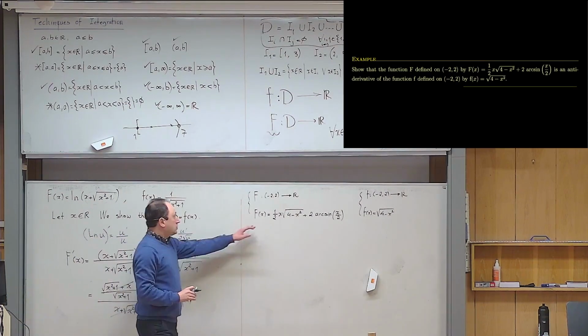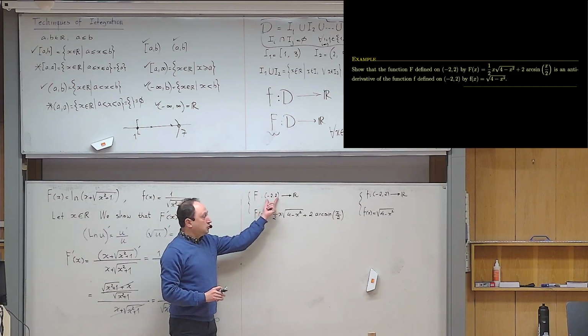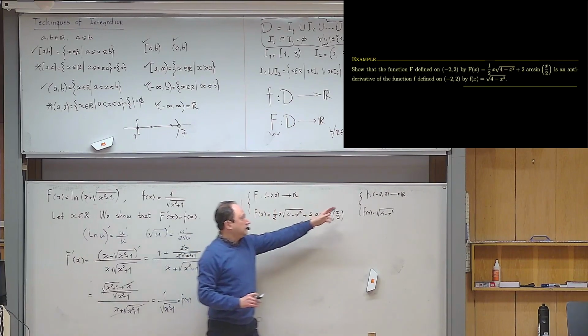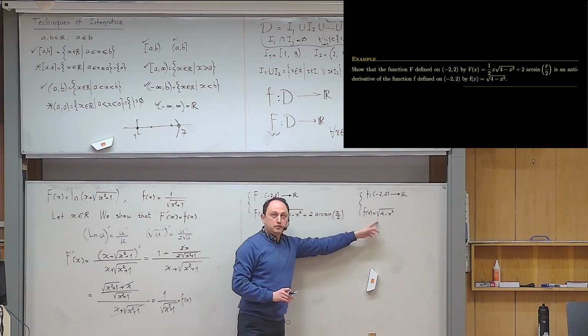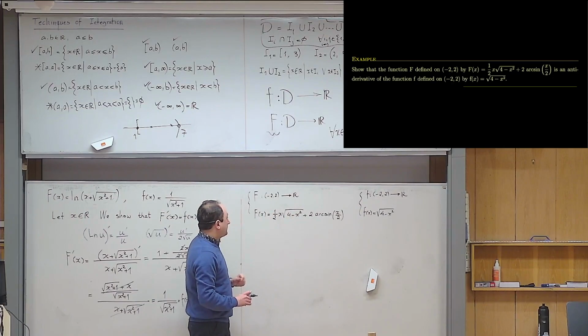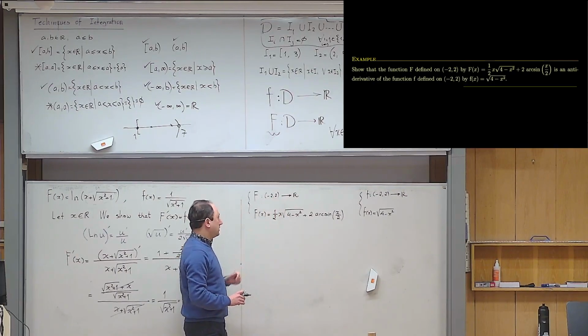Okay, so here, capital F is defined on the open interval with this rule, and little f is defined on the same open interval with that rule. We want to show that this is an antiderivative of that function. Let me solve that problem, then I will come back to talk a little bit about this open interval here.